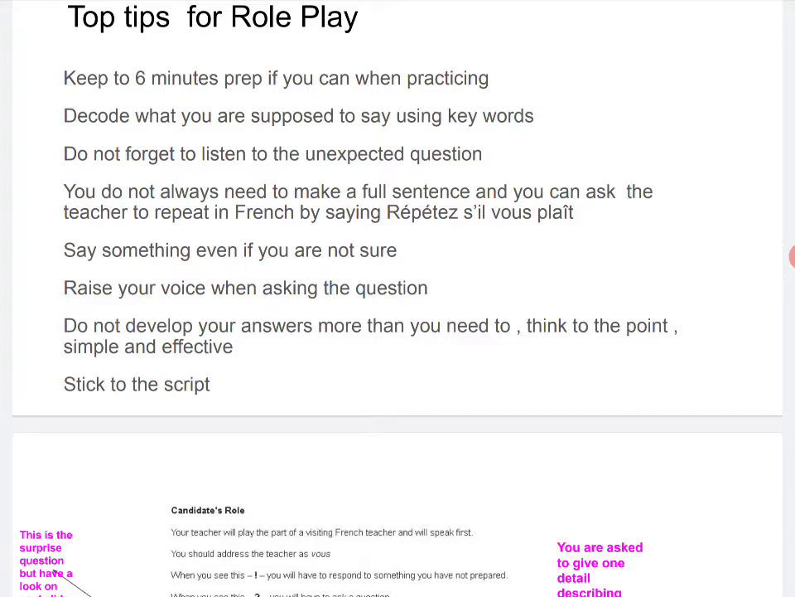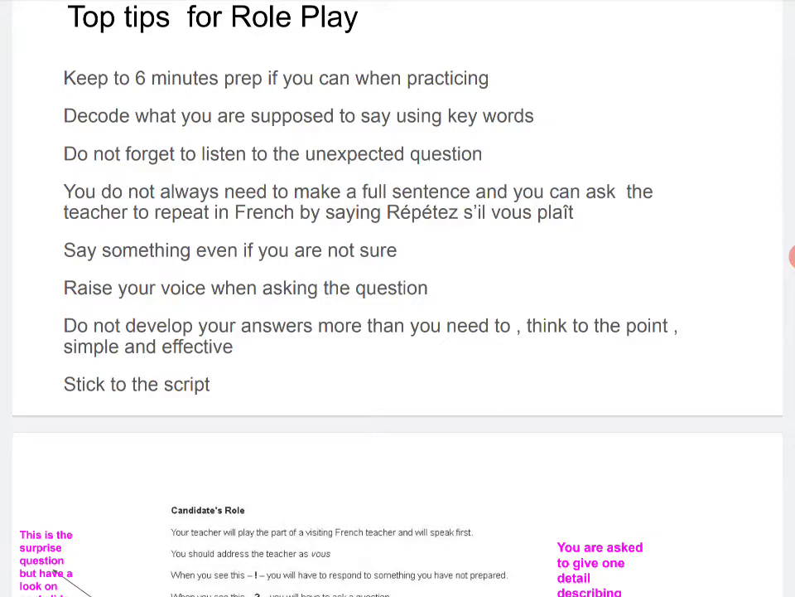You can ask the teacher to repeat in French. You've got to say répétez s'il vous plaît, and we'll repeat to give you another chance in terms of understanding that exclamation mark. You've got to say something even if you're not sure. If you say nothing, it'll be 0.